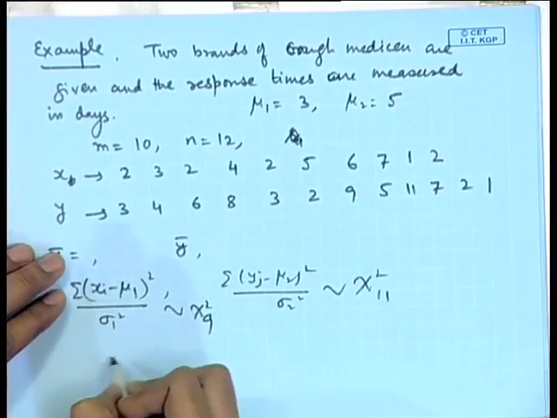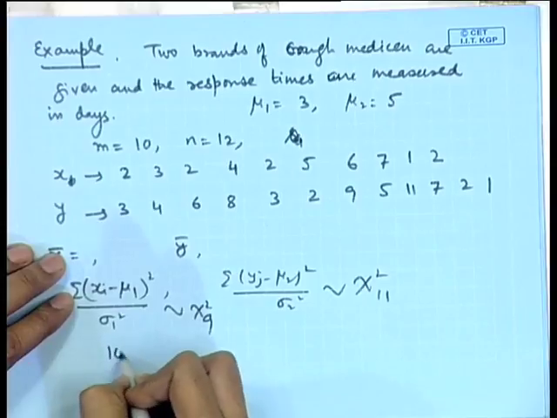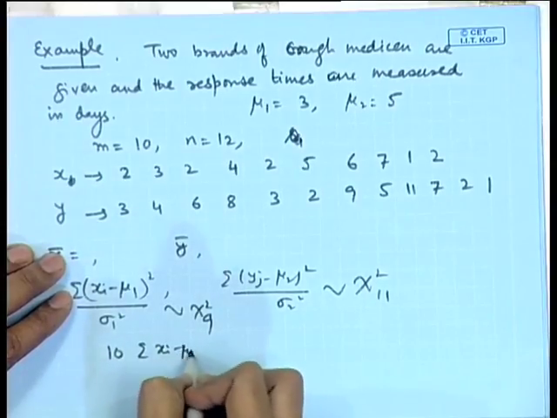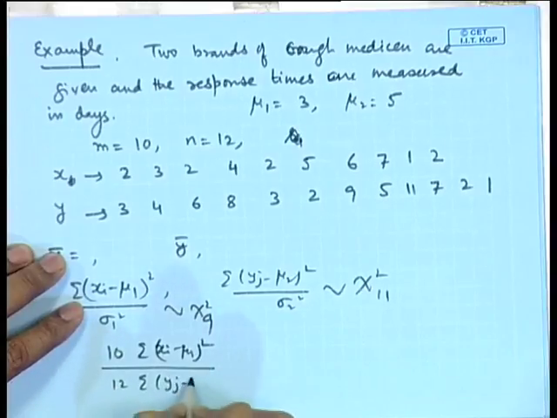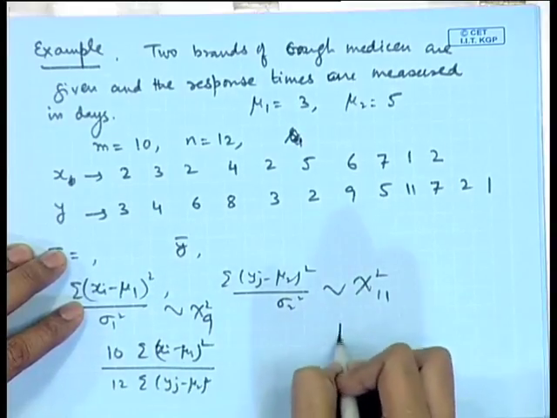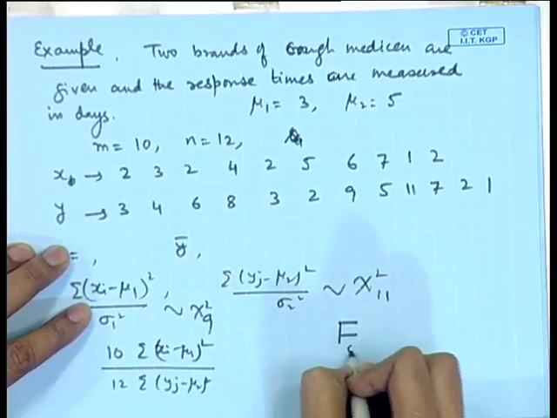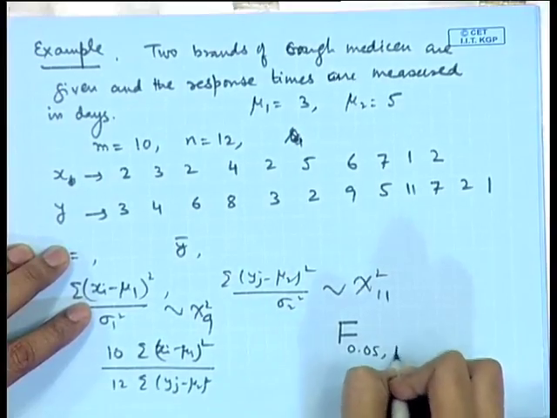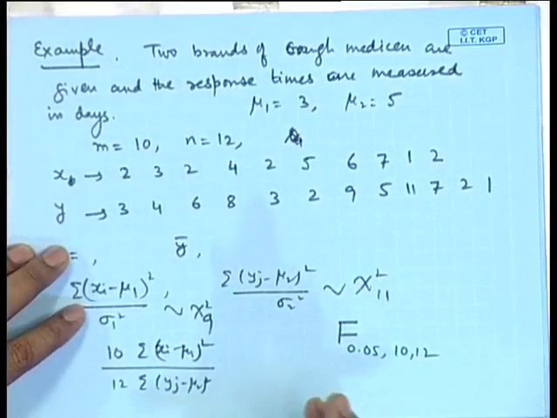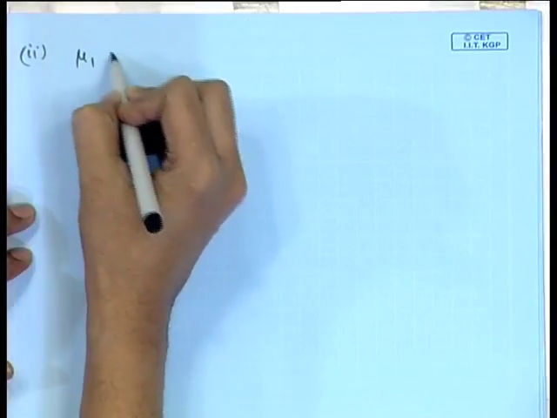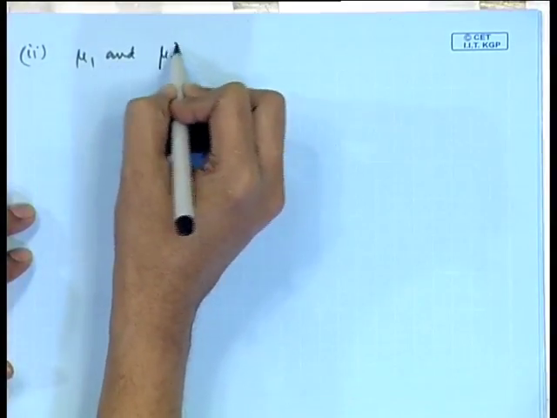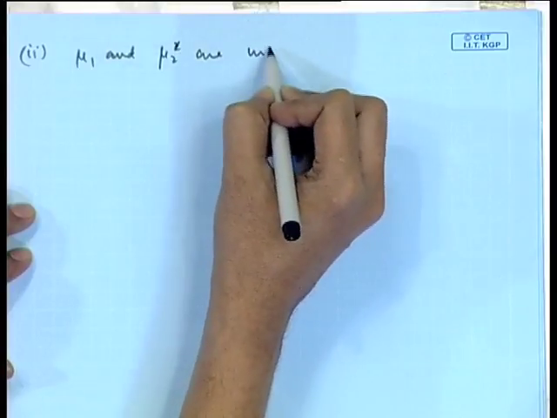So, we can construct 10 sigma x i minus mu 1 square by 12 sigma y j minus mu 2 square and then we need to look at the tables of f on say 0.05, 10 and 12 degrees of freedom. Now, another situation may occur when mu 1 and mu 2 are unknown.